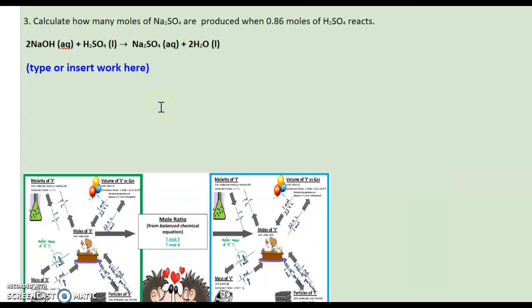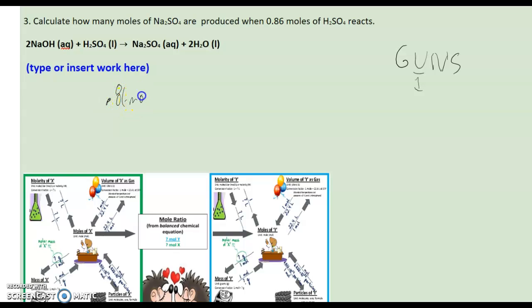Hello, wonderful people. Another problem. And here we go. Calculate how many moles of Na2SO4 are produced when 0.86 moles of H2SO4 reacts. Okay, this one sounds complicated, right? But we're just going to do the same thing, write down our acronym: givens, write a 1 underneath it, fill in our numbers, then solve it. So first thing, what is our given? Right here, given 0.86 moles of H2SO4. So I'm going to go ahead and do that right away.